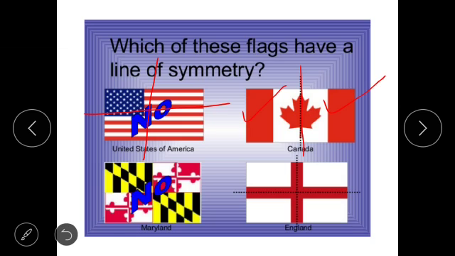Now this Maryland flag also doesn't possess any line of symmetry. Now this flag of England has two lines of symmetry, one vertical. If I draw a vertical line here, the two sides are identical. Also, if I draw the horizontal one, the two sides above it and below it are also identical, that is, they are matching each other. This is called line symmetry.